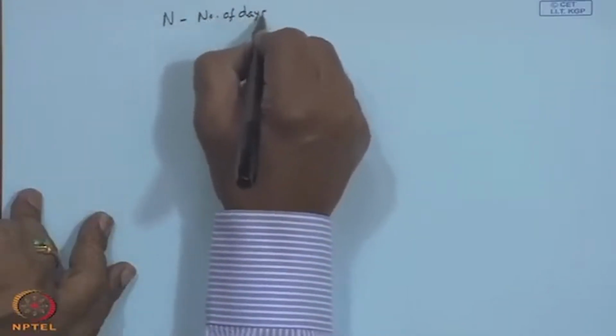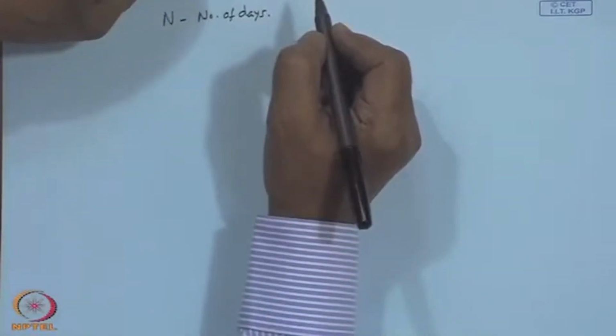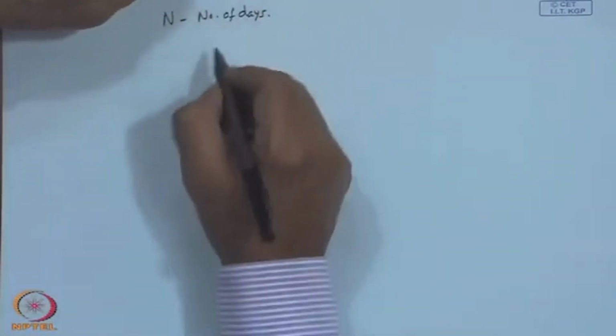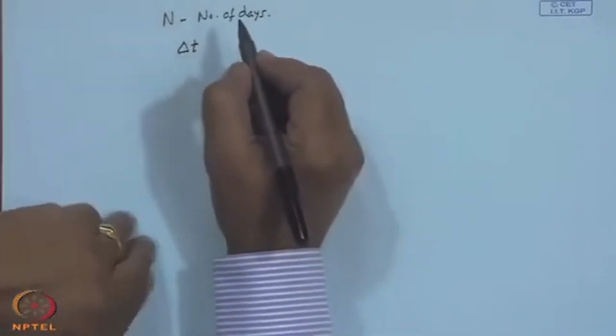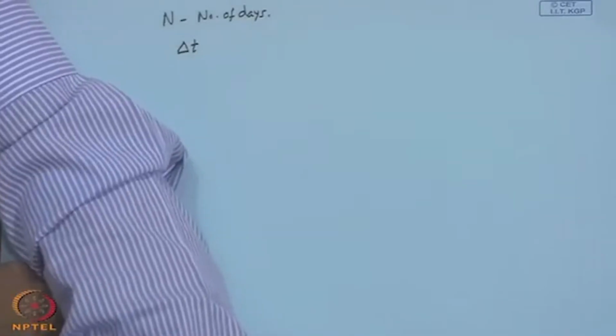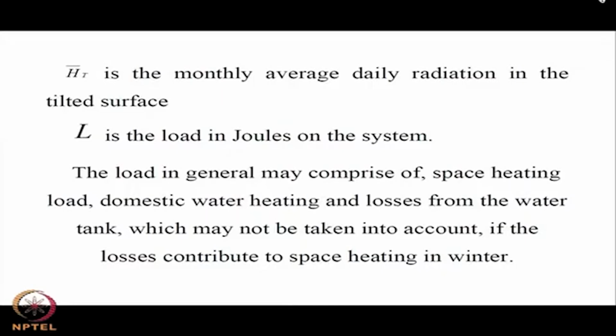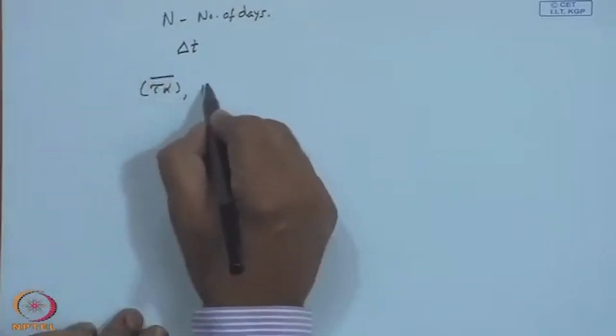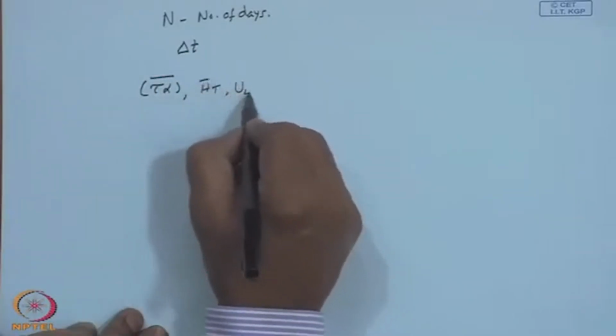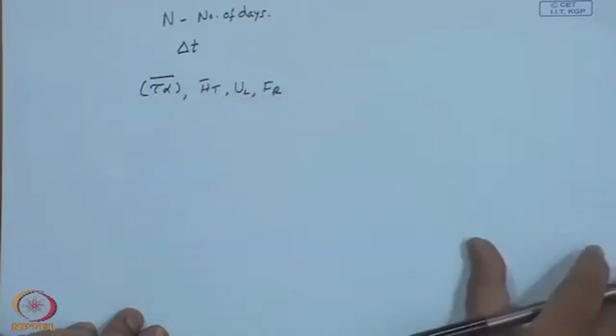One reason I write them or rewrite them at times is that we are using the same notation consistently. It will be easy for you to remember and check the consistency of the equations. H T bar is the monthly average daily radiation on the tilted surface, and L is the load in joules on the system. So, now we have spent time in calculating tau alpha bar, H T bar, UL, FR, right.